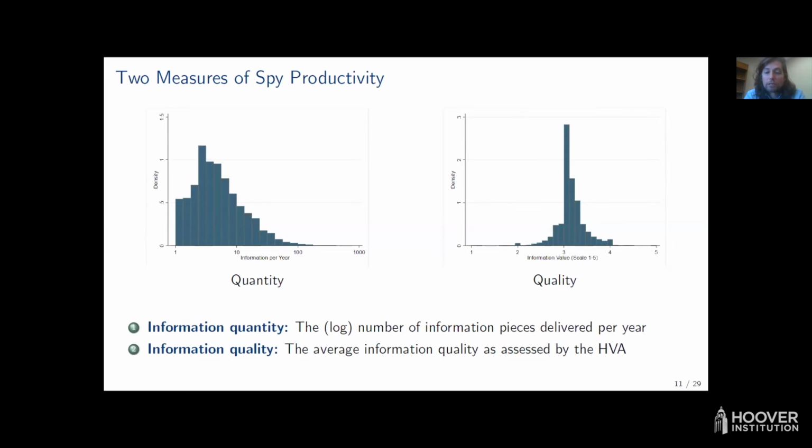And on the right side, you see the quality of those pieces of information. Remember that I told you that there is this scale from 1 to 5. 5 means extremely valuable. 1 means not very valuable at all. The mean is 3, and most information was between 2 and 4. And the real good outliers, the ones that really pushed East Germany forward, they were at 5. So these are the top value information pieces.